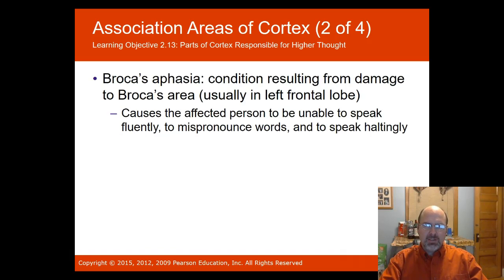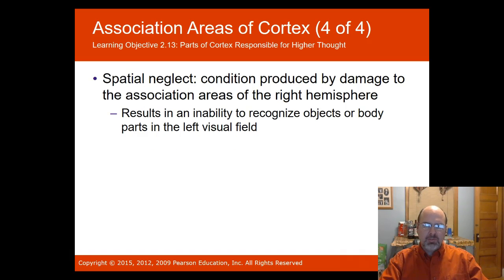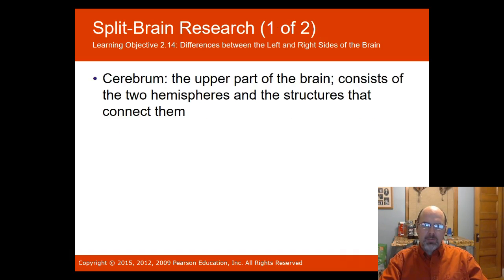Broca's aphasia is a condition resulting from damage to Broca's area. It causes the affected person to be unable to speak fluently. Wernicke's aphasia causes the affected person to be unable to understand meaningful language. Spatial neglect results in the inability to recognize objects or body parts in the left visual field. The cerebrum is the upper part of the brain, and it involves both hemispheres.